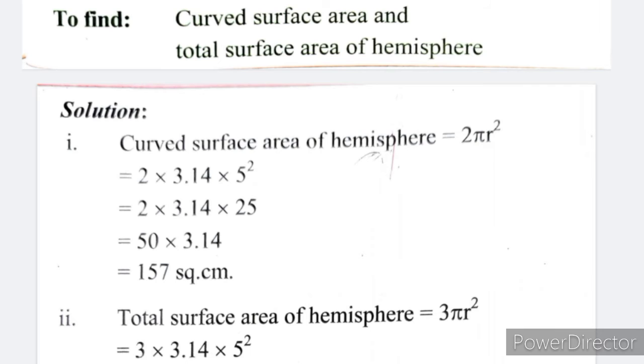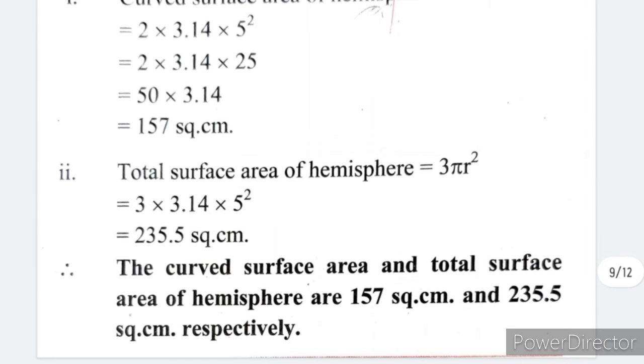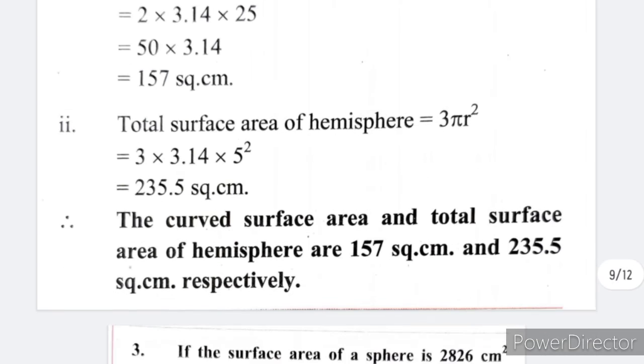Okay. So next we have to find the total surface area of the hemisphere, that is 3 pi r square. So this is the total surface area of a solid hemisphere. It equals 3 into 3.14 into 5 square, that is equal to 235.5 square centimeter. So the final answer is: the curved surface area and total surface area of the hemisphere are 157 square centimeter and 235.5 square centimeter respectively.